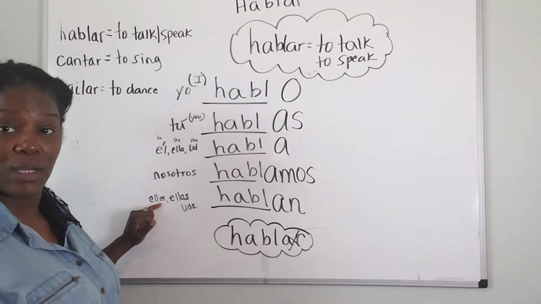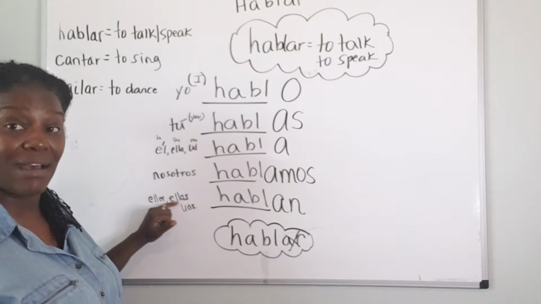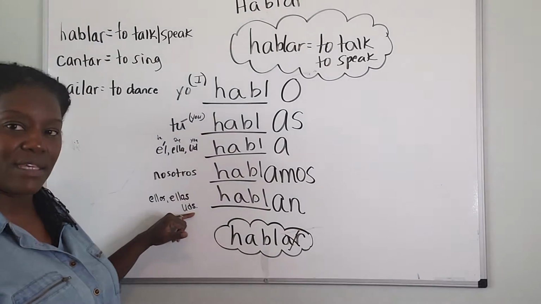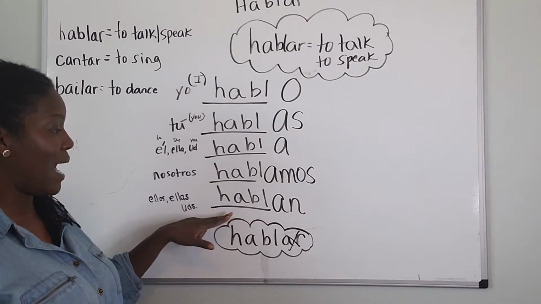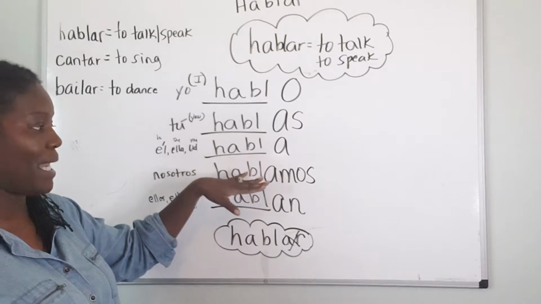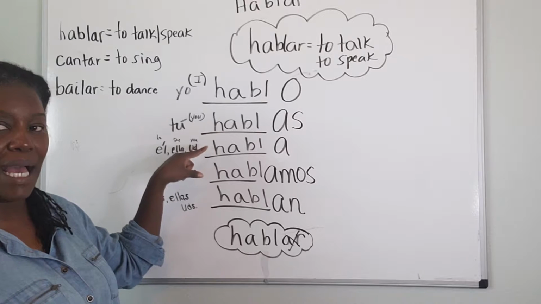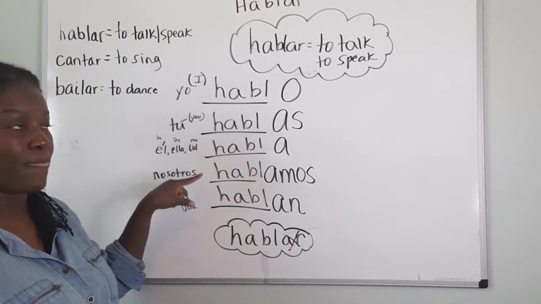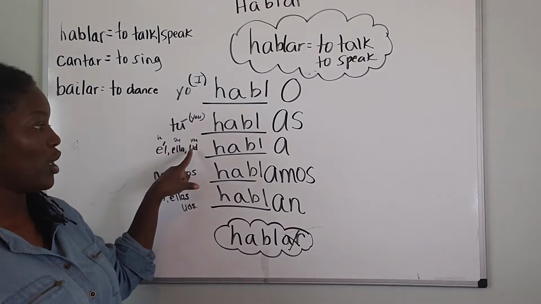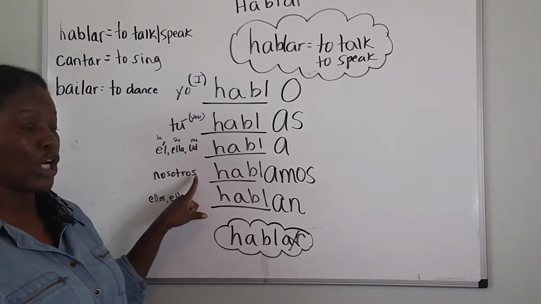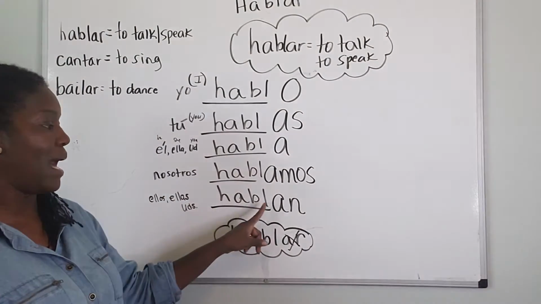So we have they, ellos, which is a mixture of girls and boys. Ellas, all girls or a feminine group. And ustedes, which could be a mixed group of male or female. So ellos, ellas, and ustedes hablan. So we have hablo, hablas, habla, hablamos, hablan. Yo hablo, tú hablas, él, ella, or usted habla, nosotros hablamos, ellos, ellas, or ustedes hablan.